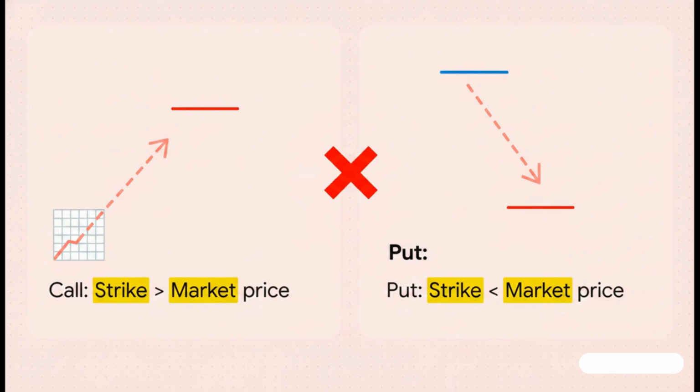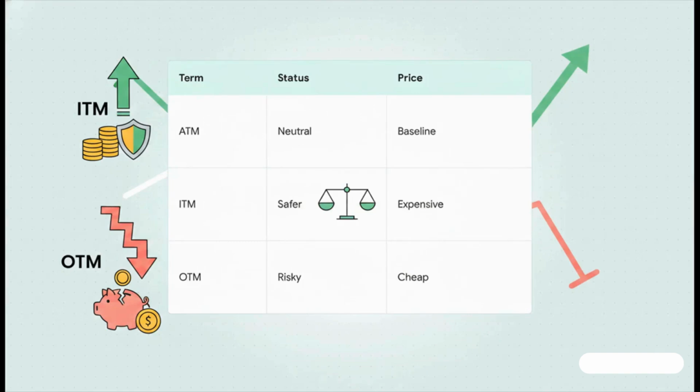So to bring it all together, this brilliantly illustrates the core trade-off you're always making. ATM is your neutral middle ground. ITM is the safer bet because it's already hanging out in the profit zone, but you're going to pay a hefty premium for that safety. And OTM, it's cheap, which is so tempting, but it is entirely out of the profit zone, making it a major risk. Basically, every single time you place a trade, you're balancing these exact factors against each other.